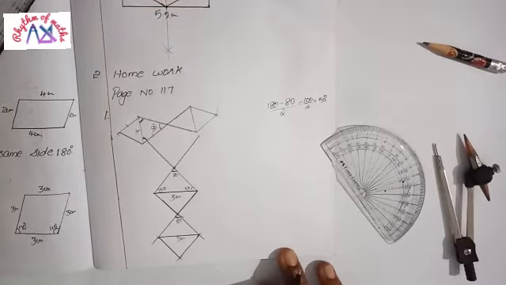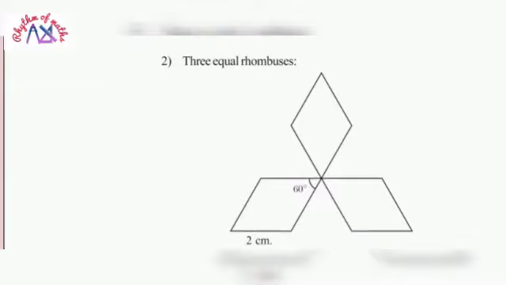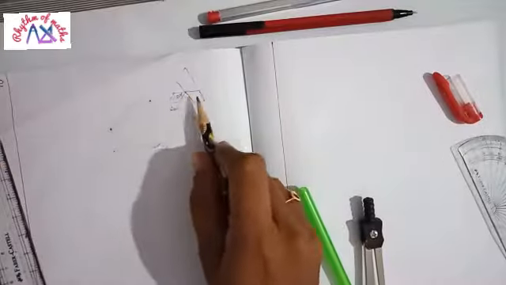Now let's do the second one. Next is 3 equal rhombuses with one angle 60 degree and side as 2 centimeter. Here we have to draw 3 equal rhombuses.